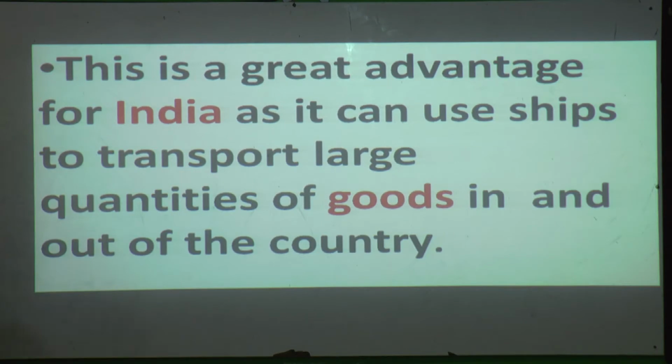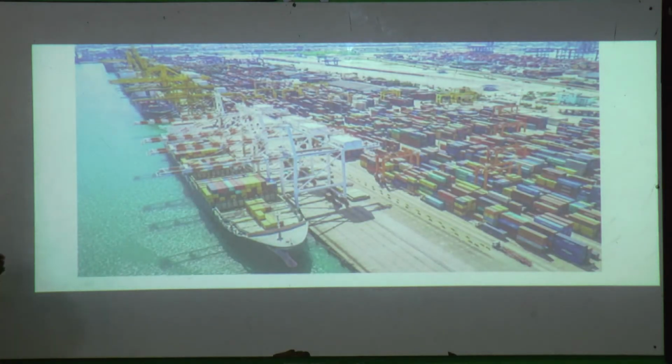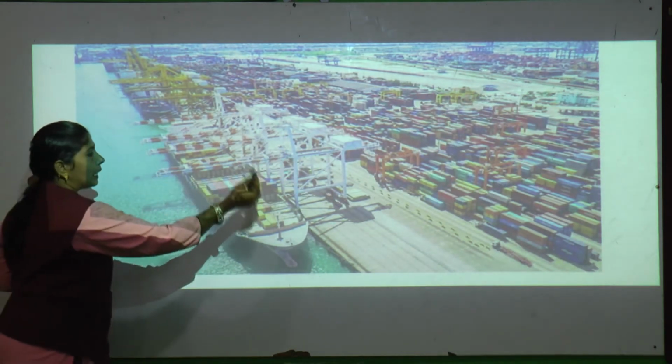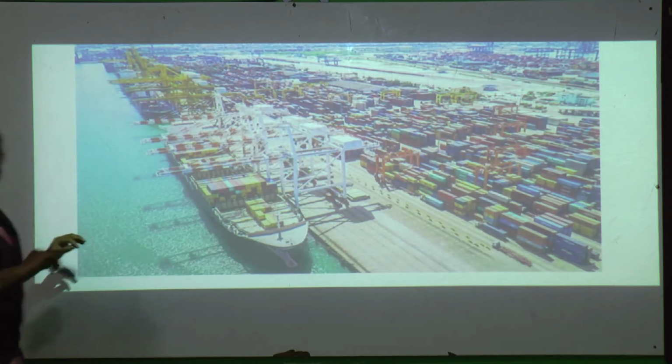Now what do we have here? India has a large amount of water, correct? So what we can do is transportation. Yes, we can export and import goods. Looking at this, we have ships. A lot of goods can be carried here, and we can export or import.